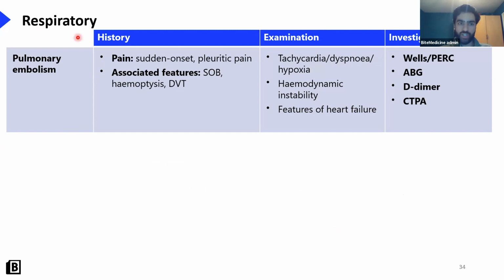So respiratory causes of chest pain. PE we've gone into, so I'm not going to touch on that, but the key thing is do a Wells score. That's the take-home message.